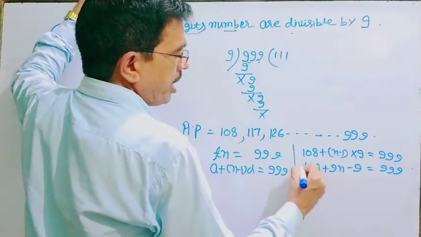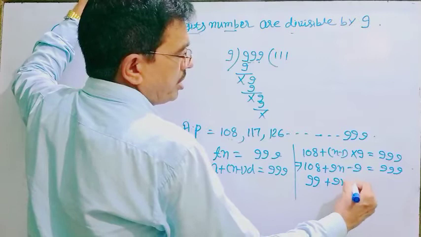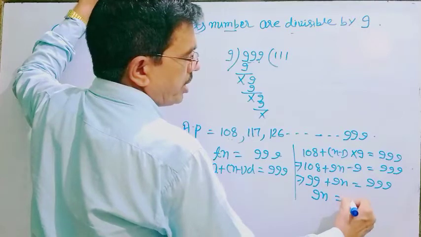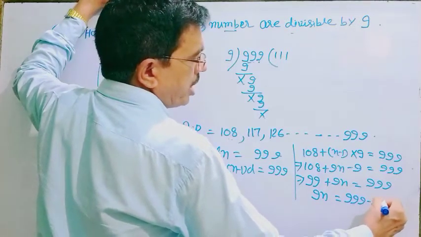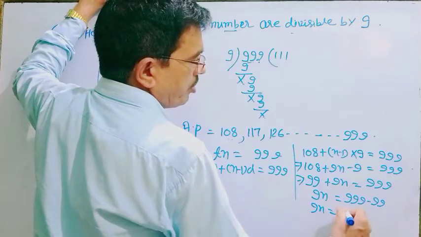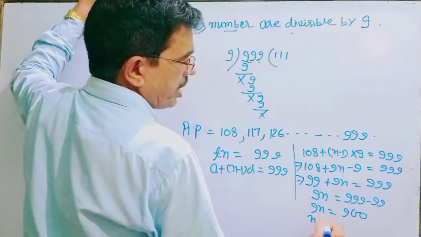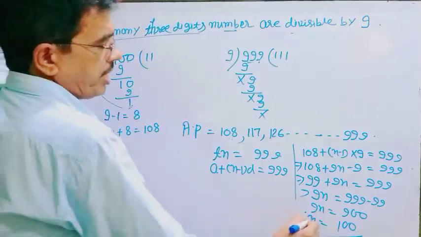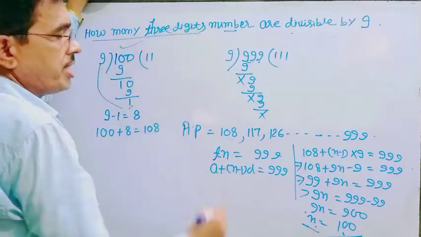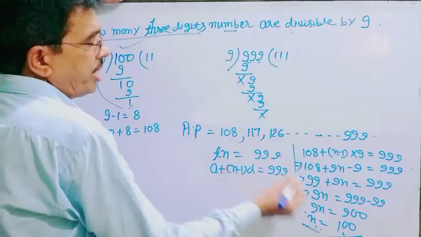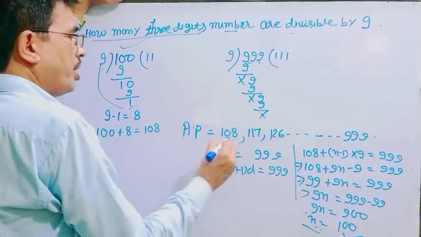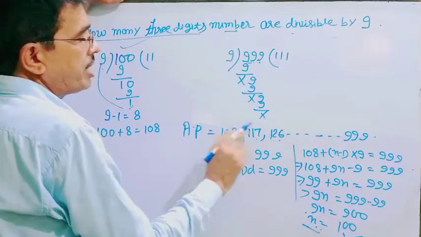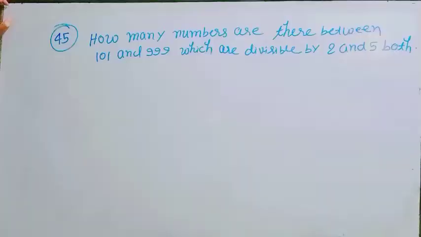Subtract, then you get 99 plus 9n is equal to 999. So 9n is 999 minus 99, that is 9n is equal to 900. So what is n? That is 100. So the total number of 3-digit numbers divisible by 9 is 100. 108, 117, 126, and so on: there are 100 terms that are exactly divisible by 9.